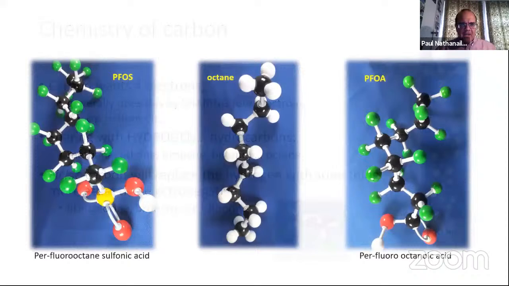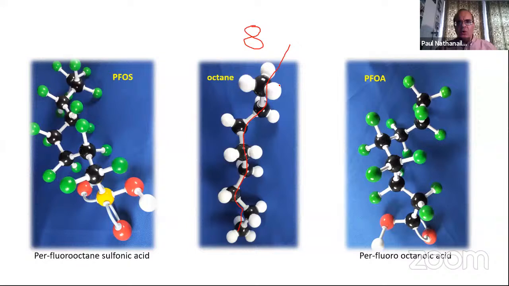If I look at PFAS, per and polyfluorinated alkyl substances, in the middle, I have one of the alkanes, octane, which has 8 carbons. And each carbon is bonded with either another carbon or 2 or 3 of these white hydrogens. So that's octane. On the left, you've still got these 8 carbons, but instead of hydrogens, they are replaced with fluorine. And at one end, we have a different functional group.